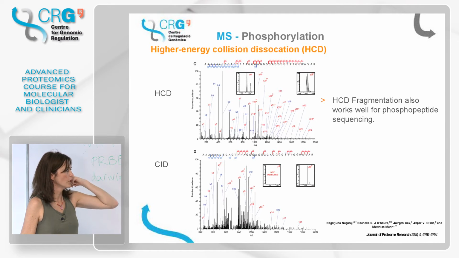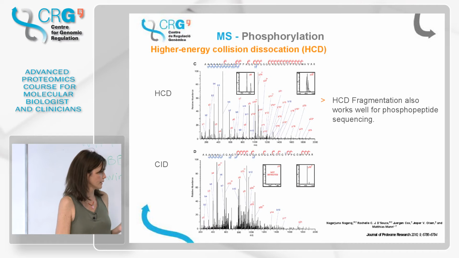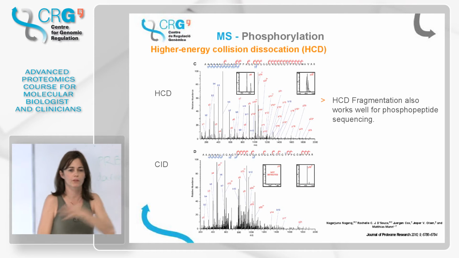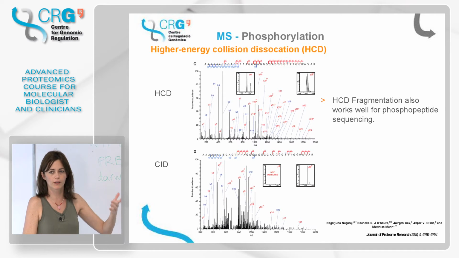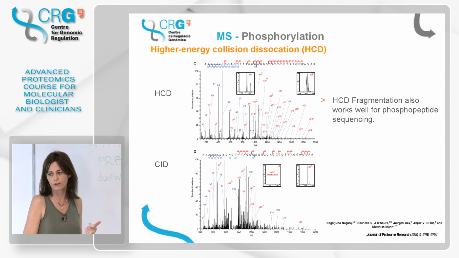Another very common way of analyzing phosphopeptides in mass spectrometry is by HCD. Why? Because with HCD, in general, we have much nicer peaks and more defined sequence. And we don't get that big peak of the neutral loss that we get with CID.